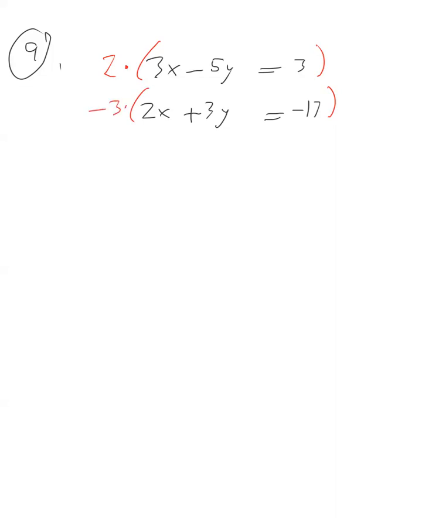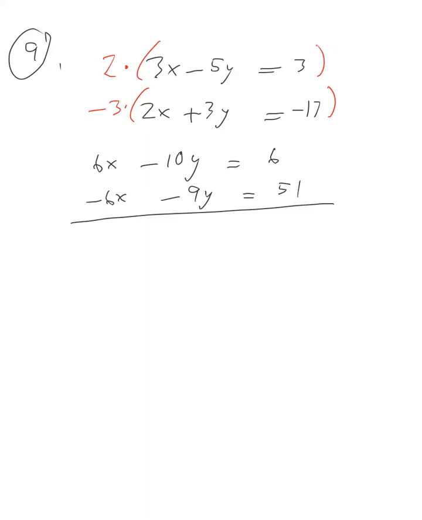So there we go. If I do 2 times the top equation, I would get 6x minus 10y equals 6. If I multiply the bottom one by negative 3, I'll get negative 6x minus 9y equals positive 51. Now I'm going to add them up because now the x's will get rid of each other. So 6x plus negative 6x is nothing. So this plus this is negative 19y. 6 plus 51 is 57. Then if I divide by negative 19, I would get y equals negative 3.